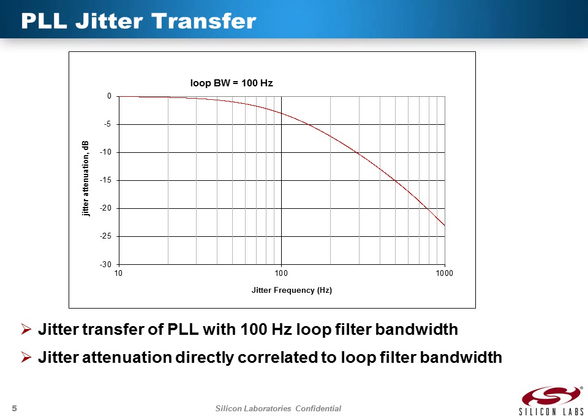This is a plot of PLL jitter attenuation when using a 100 Hz low-pass loop filter. Note that the jitter attenuation at 100 Hz is minus 3 dB, which would be expected from a low-pass filter with a cutoff frequency of 100 Hz. The key point is the amount of jitter attenuation is directly correlated to the loop filter bandwidth.